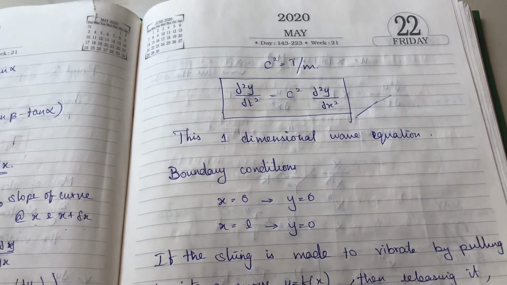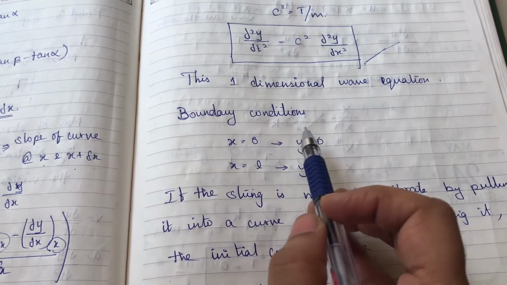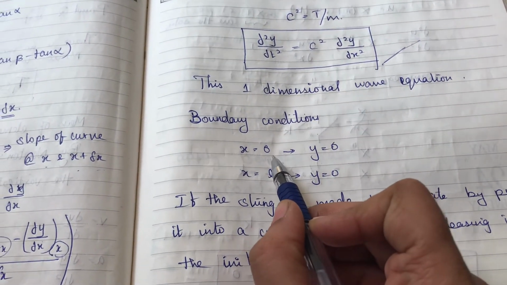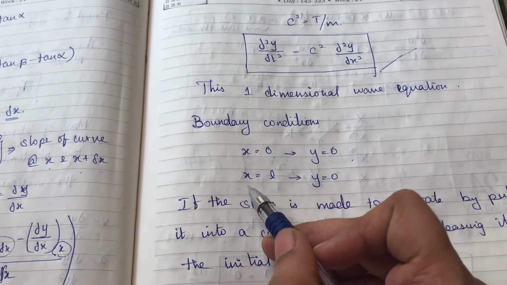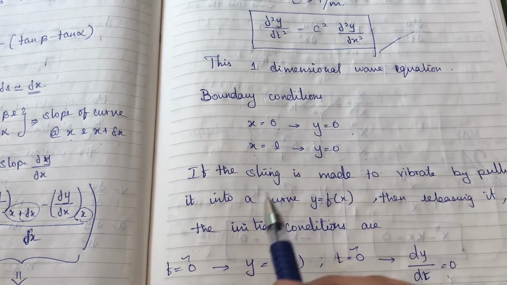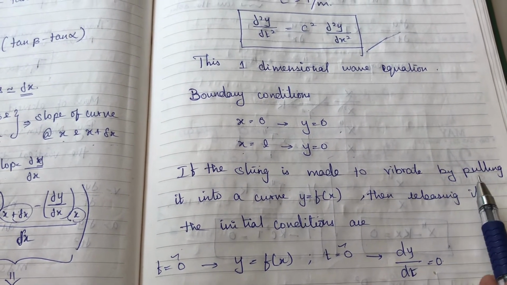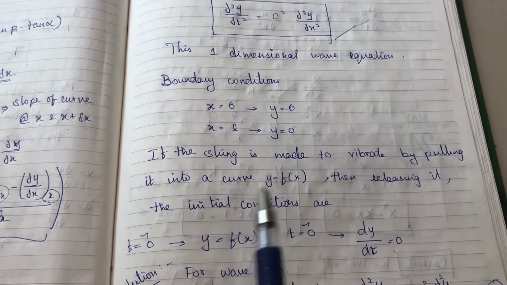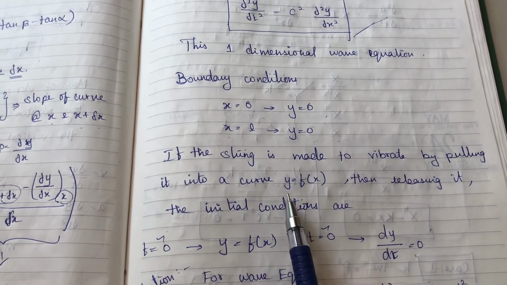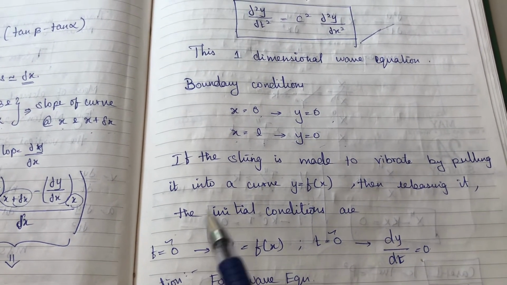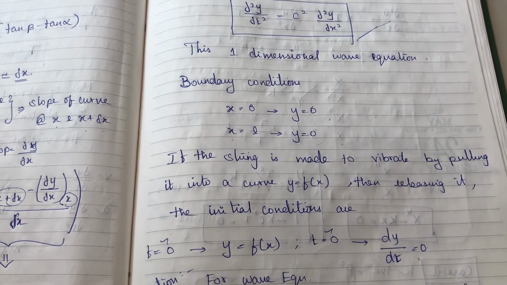Okay, next, there are some boundary conditions, right? The boundaries are: if x equal to 0, y equal to 0. If x equal to L, again y equal to 0. These are the boundary conditions. If the string is made to vibrate by pulling it into a curve, the curve will be like y equal to f of x. Then release it after pulling it into a curve.